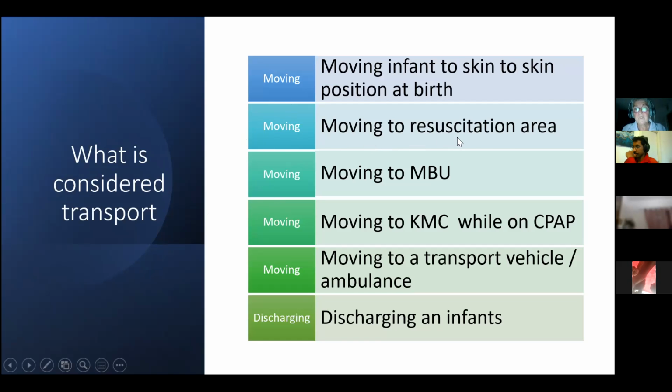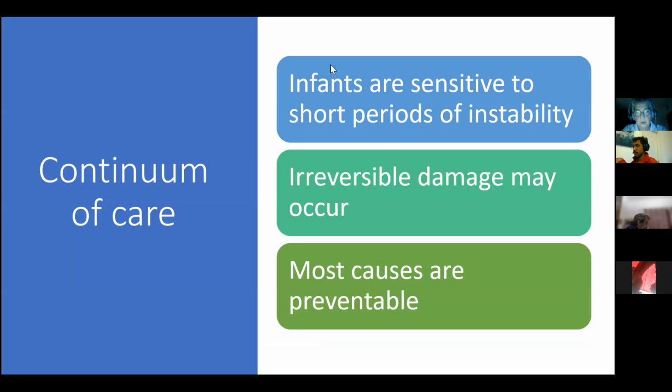So moving to the resuscitation area, moving to the MBU, moving to a kangaroo mother care position while on CPAP, moving in a vehicle, transporting the baby in a car or in an ambulance, or even discharging home is some kind of transport. You want to make sure that the baby remains stable, and we'll discuss the different points of being stable. But all this is the thinking procedure of our responsibility as a neonatal team: to look at all these points as moving, as transport.